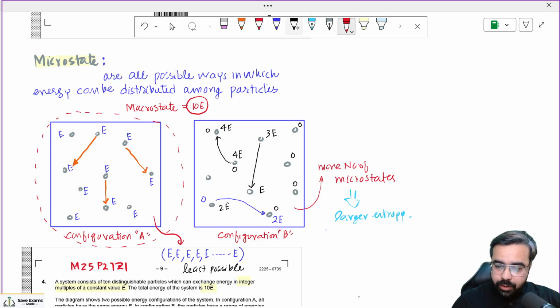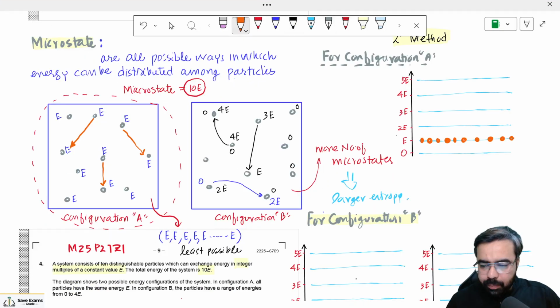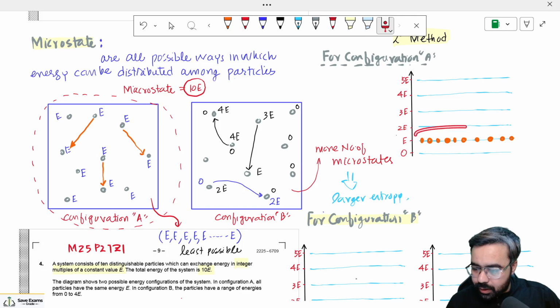Okay, now the second method. In this second method, as you see, the particles are already sharing the same energy.